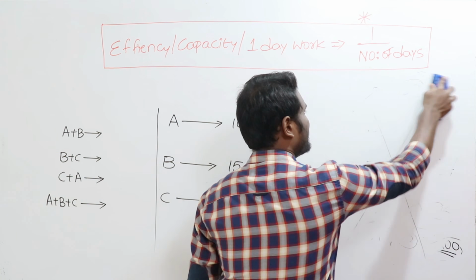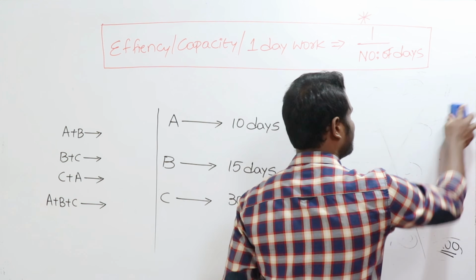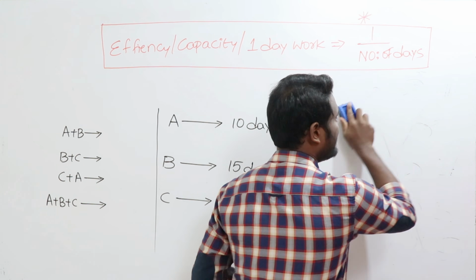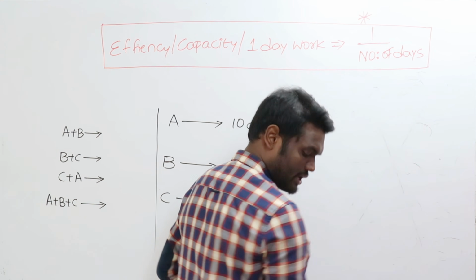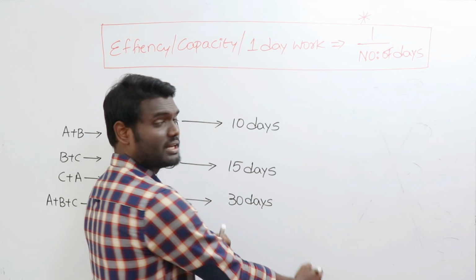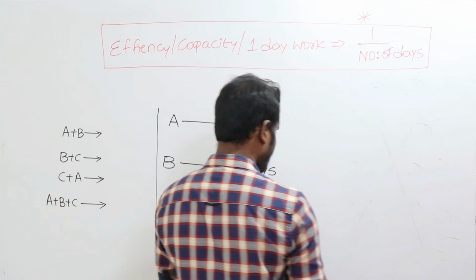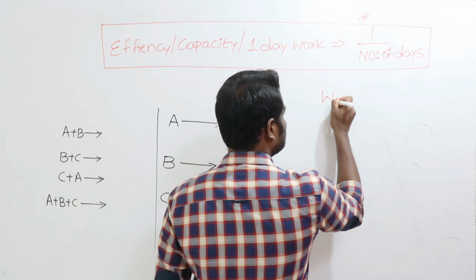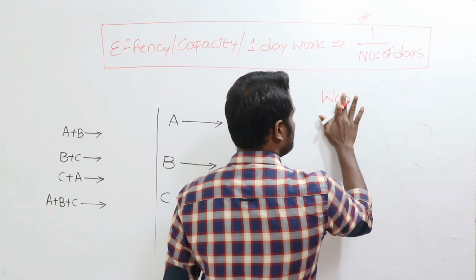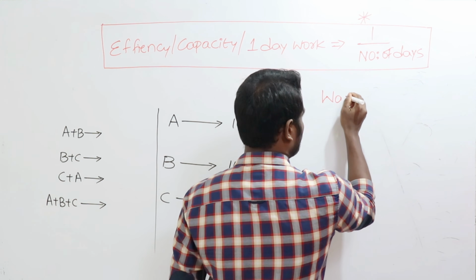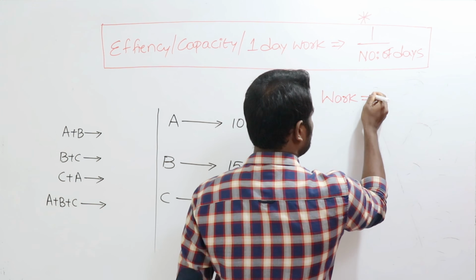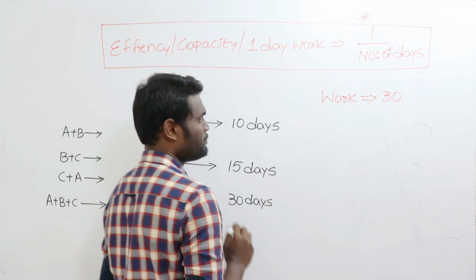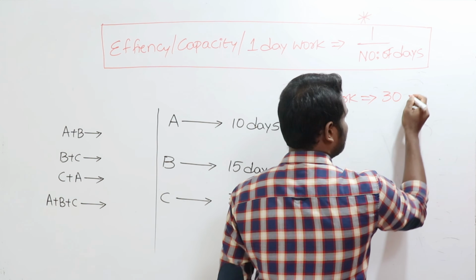Now in this question we have 10 days, 15 days and 30 days. So what would be the LCM of these numbers? The LCM of these numbers is nothing but 30. Okay. So what I will do is take the total work. To make this calculation simple, you assume some number as total work. So total work is nothing but the LCM of these numbers 10, 15, 30. So 10, 15, 30, the LCM will be 30.